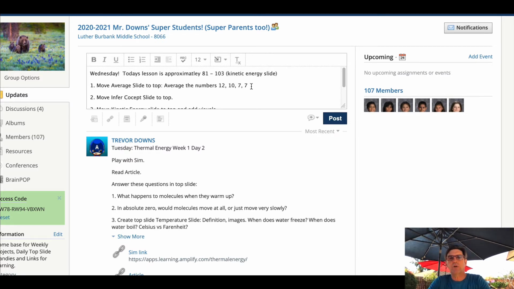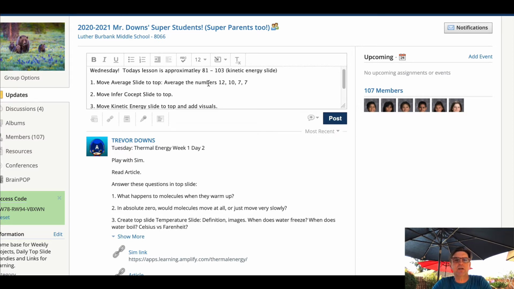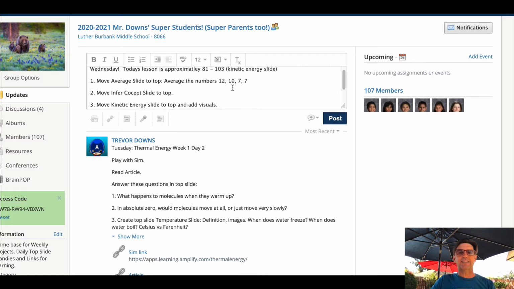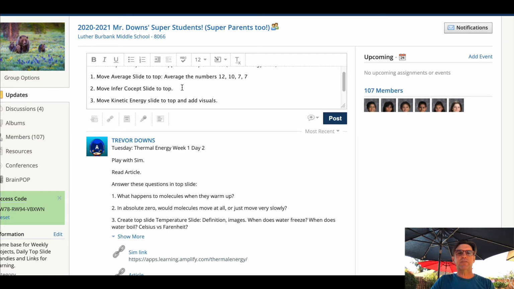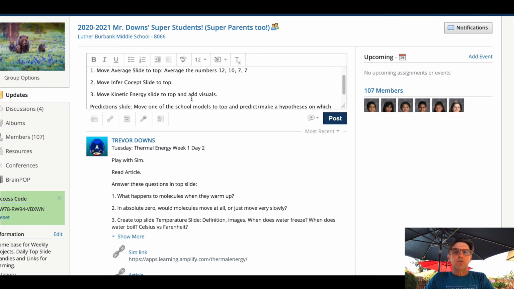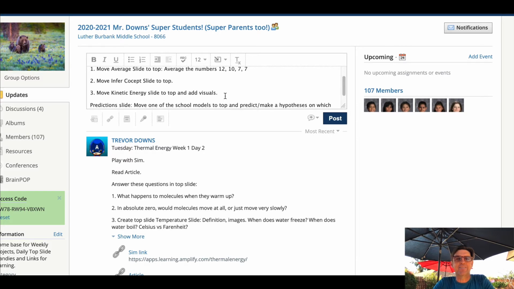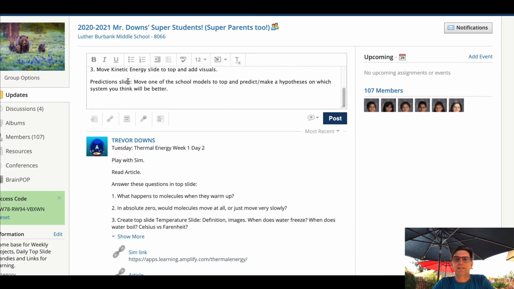But I want you to create this slide writing the average number. So move that to the top. Then you're going to go down and move the infer concept slide to the top. Another slide, you'll go find it, infer, move to the top, easy peasy. Just read the definition. We just want it there for reference. Now we're going to move the kinetic energy slide to the top and add visuals. All right, that's pretty basic.